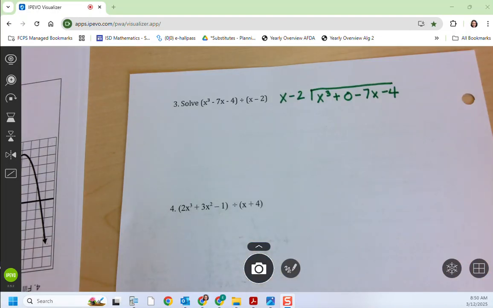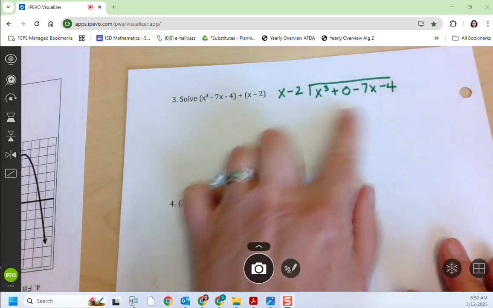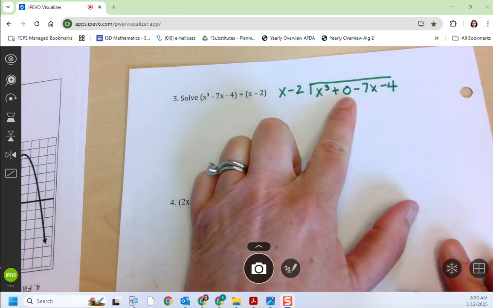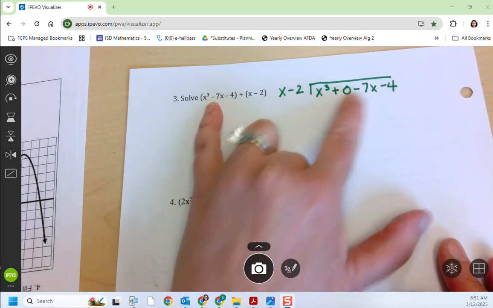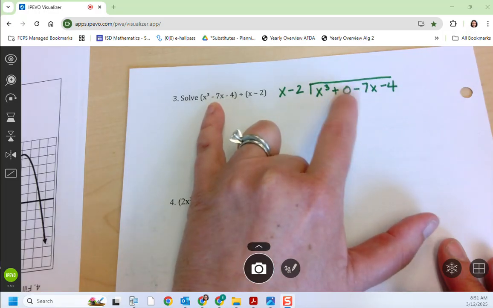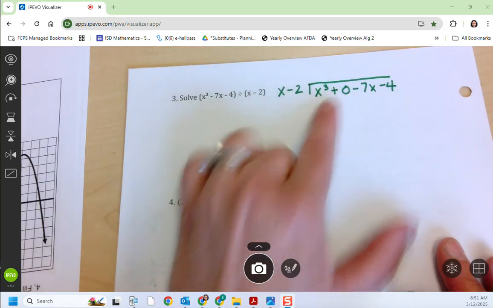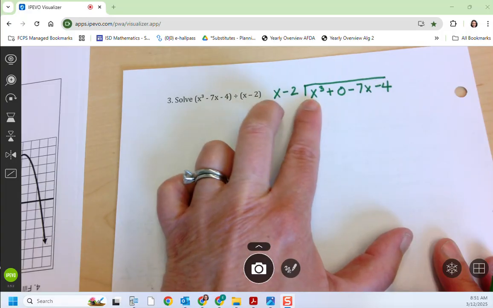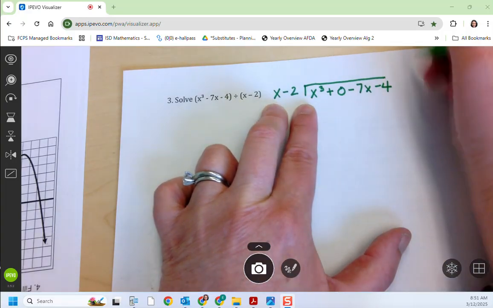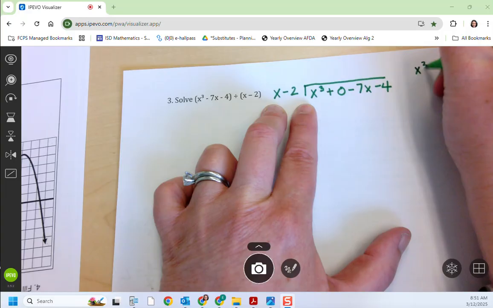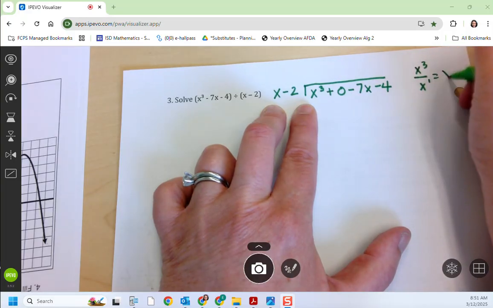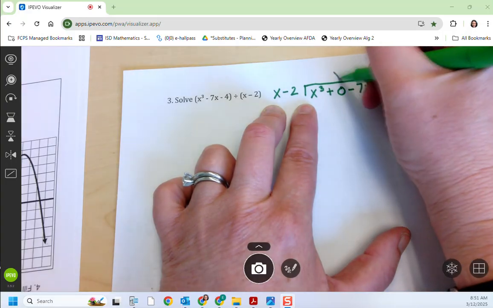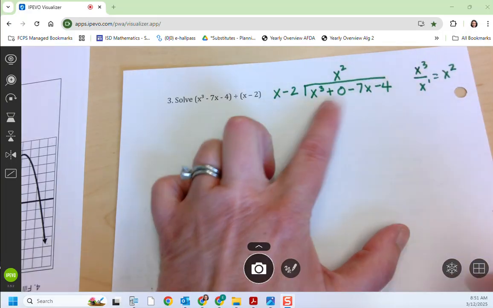Okay. Notice I put a 0 here because we were missing which term? We're missing the x squared term, right? So we had x to the 3, we had x to the 1, but we were missing x squared, so I filled that in with a 0. And now I'm going to start by doing first term divided by the first term. So I have x to the 3, and I'm dividing it by x to the 1, and I get x to the 2. And I put that over its like term. I don't have a like term, but that's where it would go.